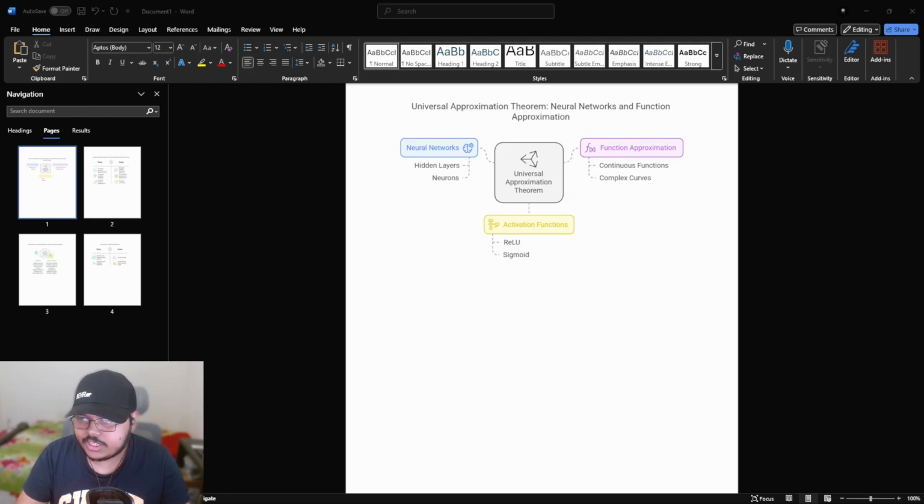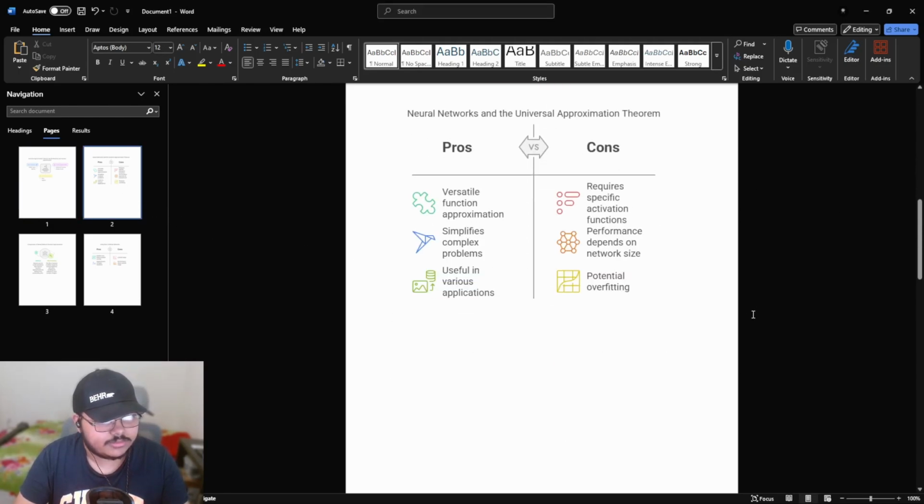If we think about a neural network as a powerful tool that can break down complicated things like shapes or curves into simpler parts and then piece them back together, this is what makes neural networks so useful in solving problems like recognizing images or predicting things. And then we talked about how it works. So let's talk about some pros and cons now.